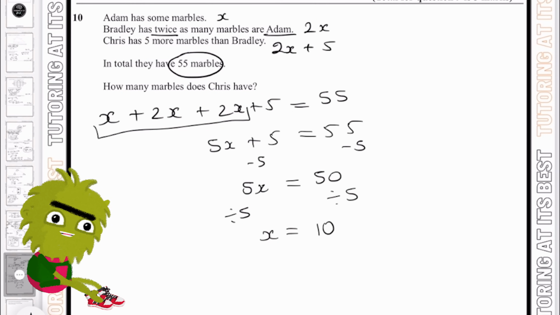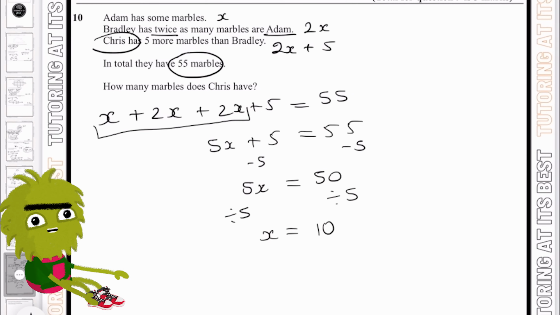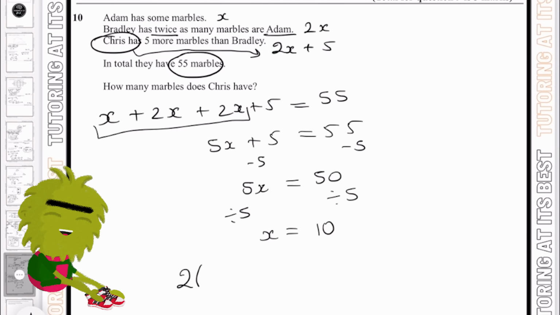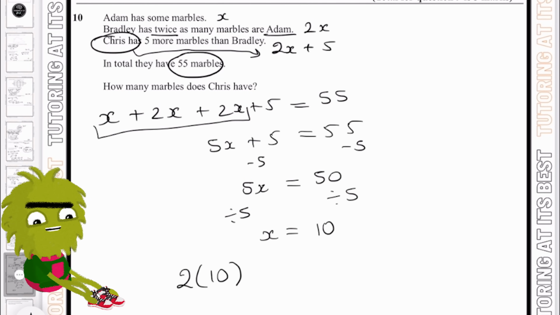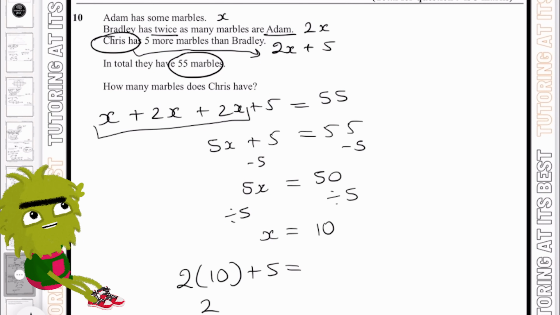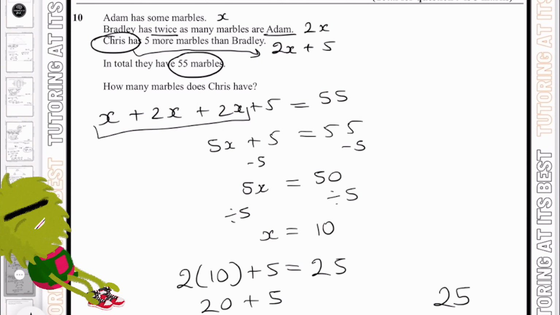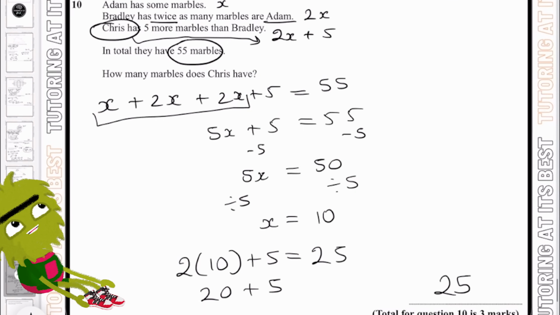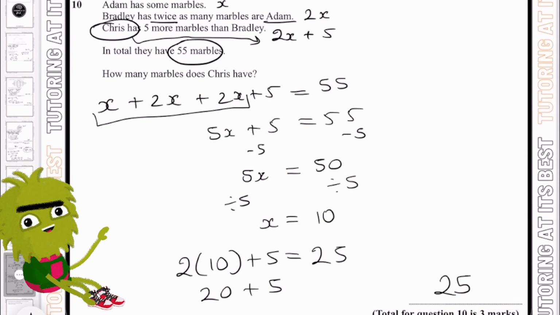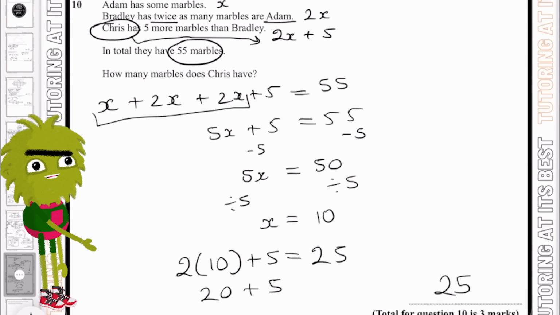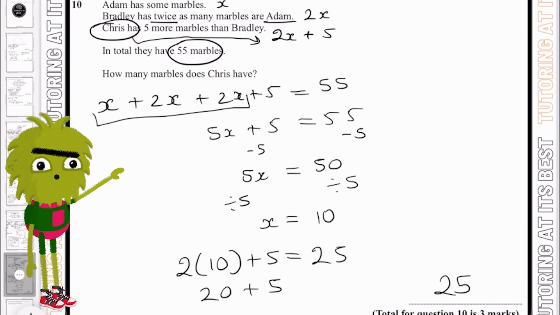And so by doing this, we want to work out how many Chris has. So we know Chris was 2x plus 5. So let's go ahead and substitute x into this equation and put 10 there, plus 5, which gives us 20 plus 5, and 25 is our answer. So Chris now has 25 marbles. And you could even take this a step further and calculate how much Bradley and Adam has to see if it equals 55. So that's a quick challenge you could take up.